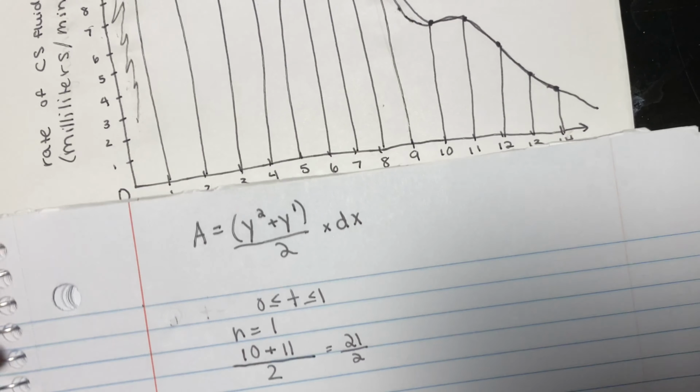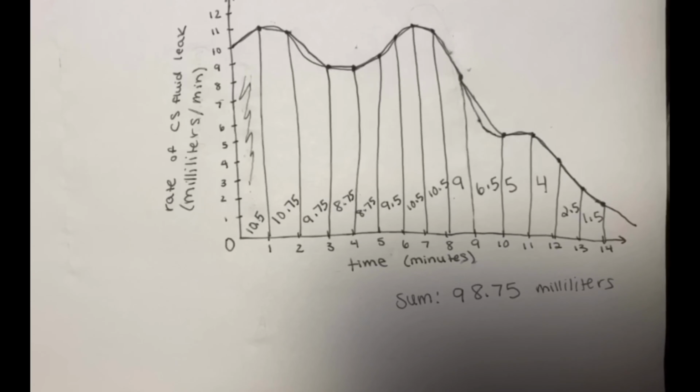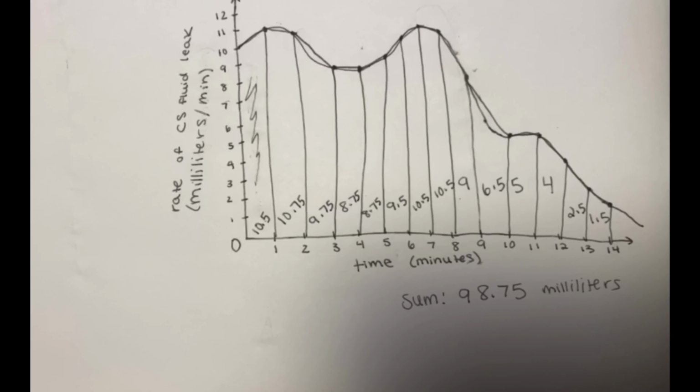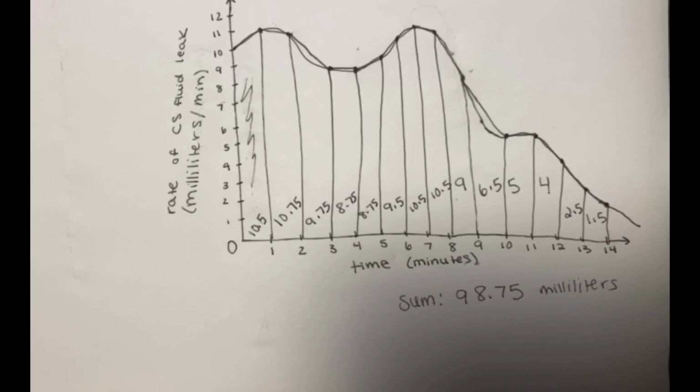So you would multiply 1 by (10 plus 11) divided by 2 and get the first area as 21 divided by 2. I found the rest of the trapezoids' areas the same way, and when I added them all together, I got 98.75 milliliters, which is the amount of cerebrospinal fluid that left the brain in 14 minutes.